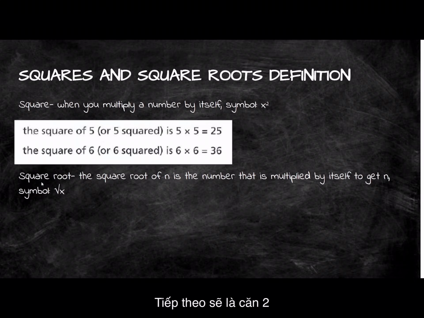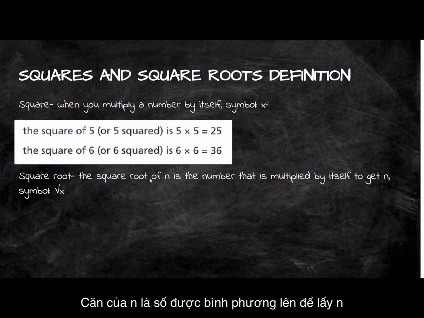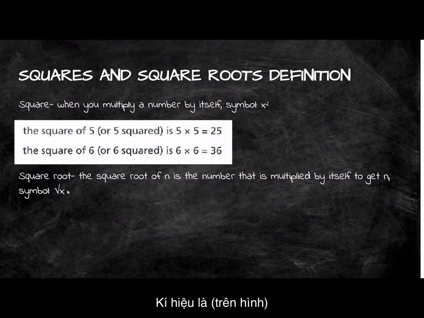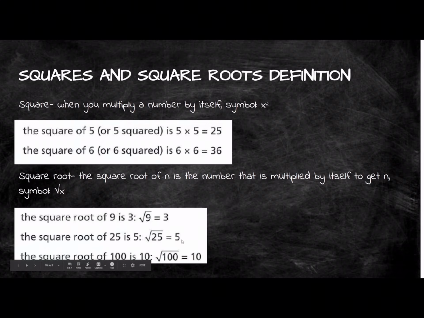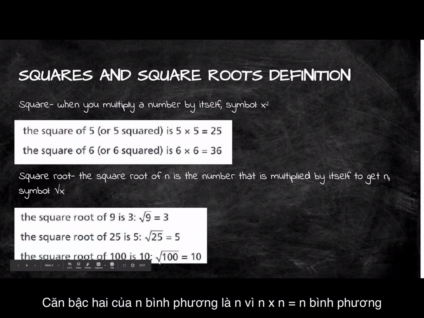Next up, we have the square root. The square root of n is the number that is multiplied by itself to get n. The symbol is the square root of n. The square root of 9 is 3 because 3 times 3 is 9. The square root of 25 is 5 because 5 times 5 is 25. The square root of n squared is n because n times n equals n squared, and so on and so forth.